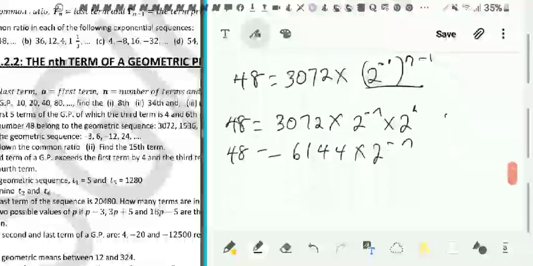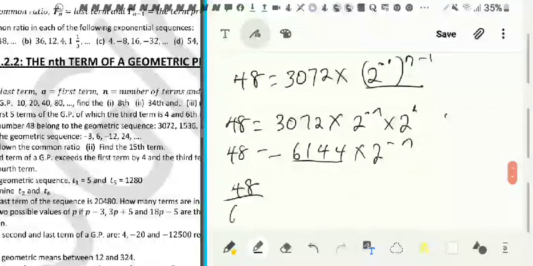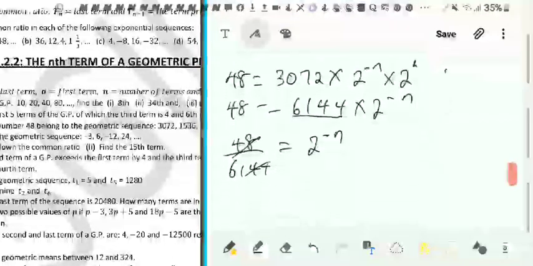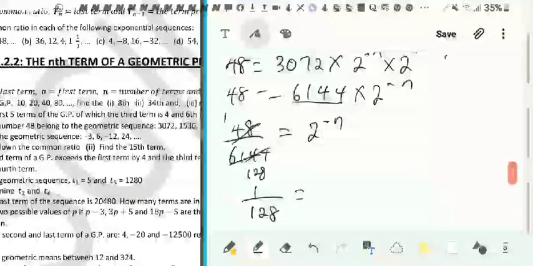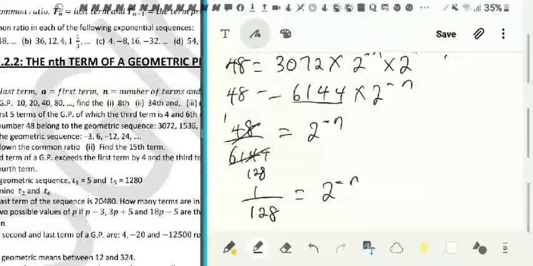Good. Divide both sides now by 6144. We have 48 over 6144 equal to 2 raised to the power of negative n. When you divide this, you have 1 over 128. So 1 over 128 is equal to 2 raised to the power of negative n.